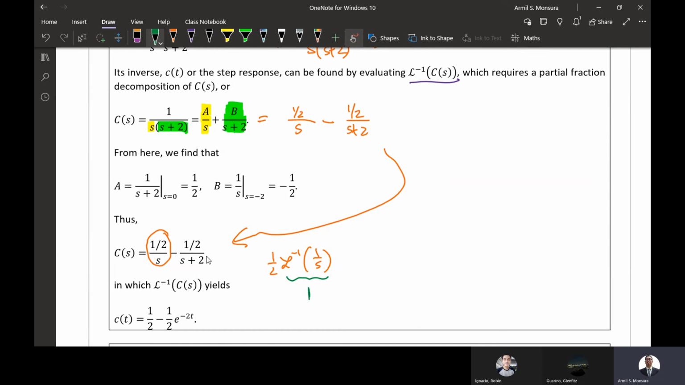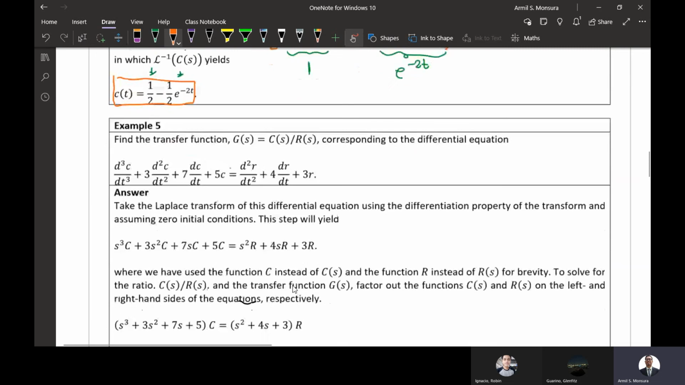Okay, for the other one, again, set aside the negative 1/2. Get the inverse Laplace transform of 1 over S plus 2. Okay? And again, checking it from table 1, we get the inverse of this as e raised to negative 2t. So therefore, 1/2 times 1 is the first term of your response. And then negative 1/2 times e raised to negative 2t is the second term of your response. So now, this will be your step response. That is our step response.